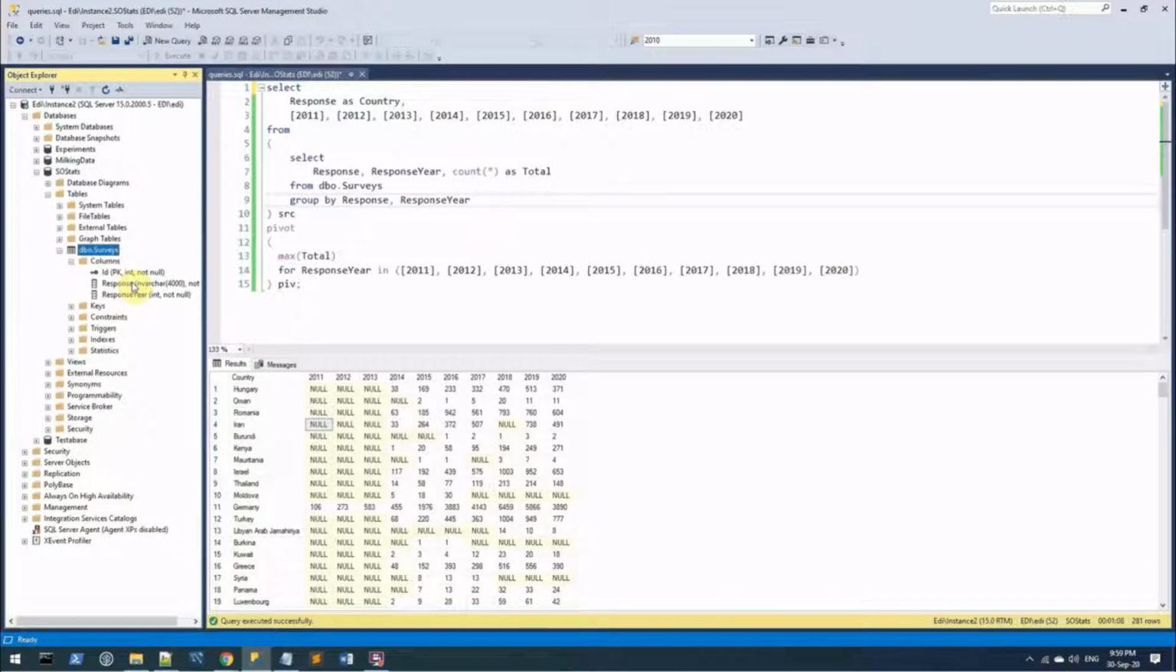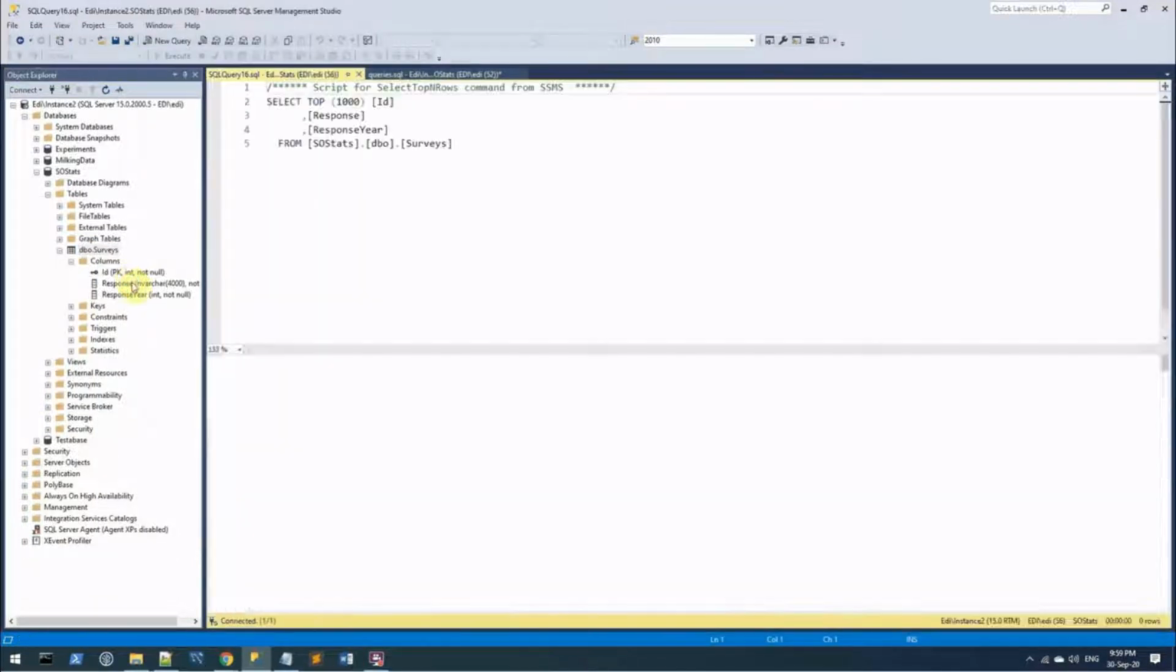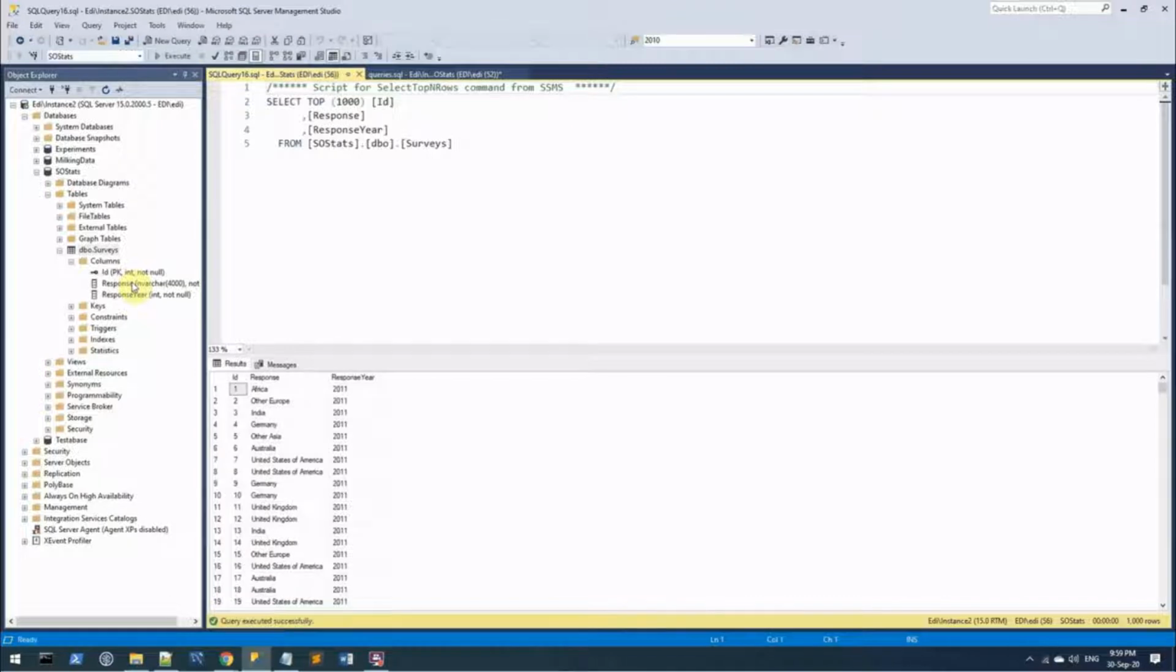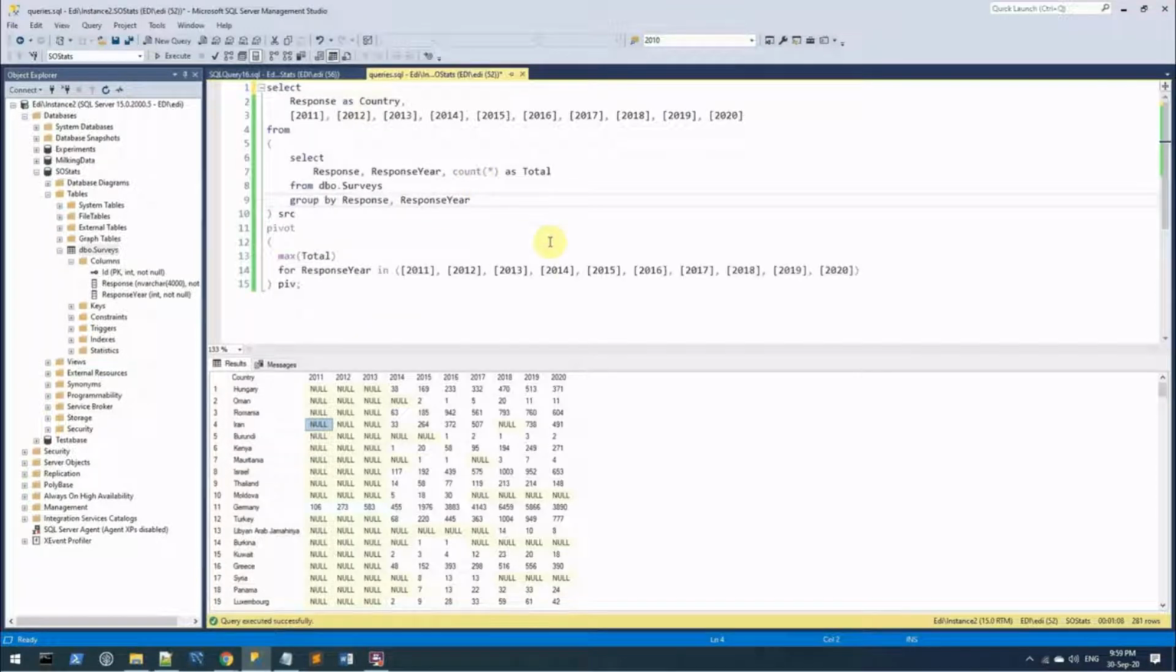And because we have one entry for each country or region, and on the associated response year column we have the survey year, we obviously need to pivot the data, and that is done with this query here.